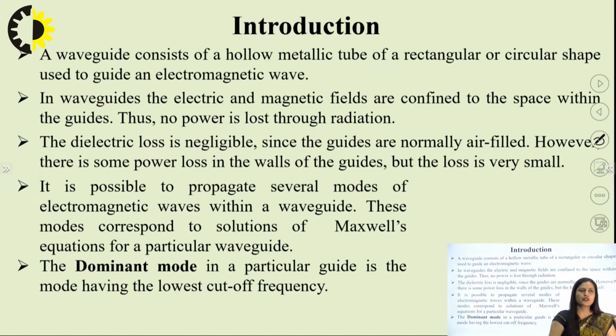The first mode which travels through the waveguide is the dominant mode. The dominant mode for a particular guide is the mode having the lowest cutoff frequency, and in terms of wavelength, it has the highest cutoff wavelength. So a waveguide behaves like a high pass filter. Any signal having a frequency higher than the cutoff frequency will be allowed to propagate through the waveguide.